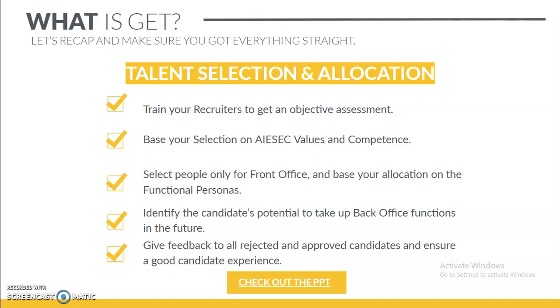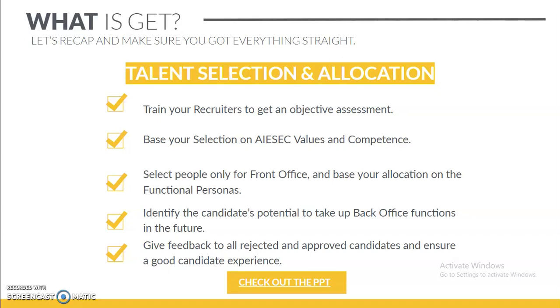Something else that we take into consideration for the selection and allocation process is that we usually recruit people only for front office, so for IGV and OGV, and not necessarily for finance or TM, because you need to have some experience in the organization in order to run properly the back office areas. So what we do is we map out the potential for these new candidates to be VPTM or VP Finance in the future, but first they need to go through the front office for them to understand better our products.